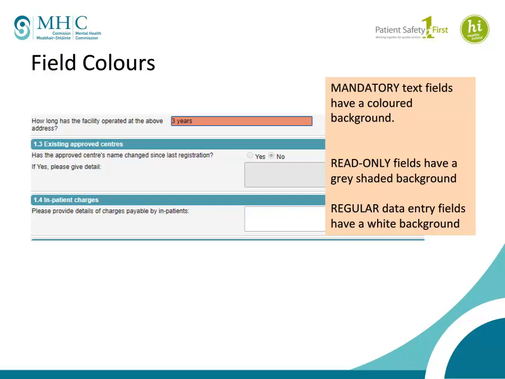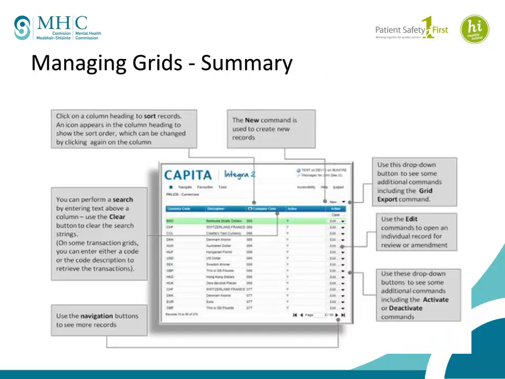A field may change color, for example, become mandatory or become read-only, depending on the value entered in a different field. Many screens in CIS display lines of information under a header. This is known as a grid. Grids offer many powerful functions to manage the data in the grid, such as searching, sorting and exporting, which are summarized here. The next section will explore each of these in detail.